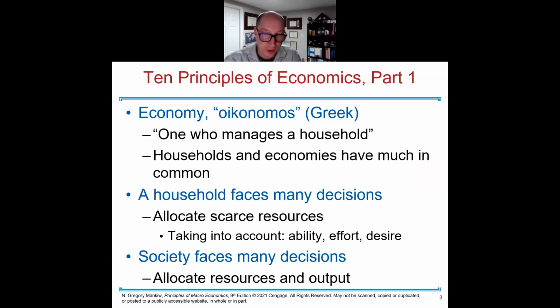Society faces a lot of decisions when it comes to these inputs and outputs. The inputs are the resources that go into your economy, and the outputs are what's being produced. So, this is the very basic foundations of what economics is.